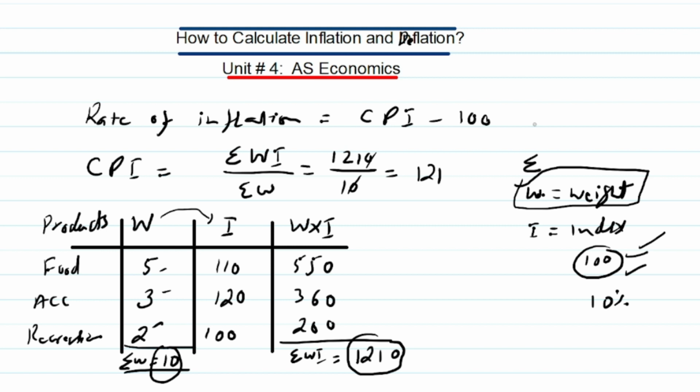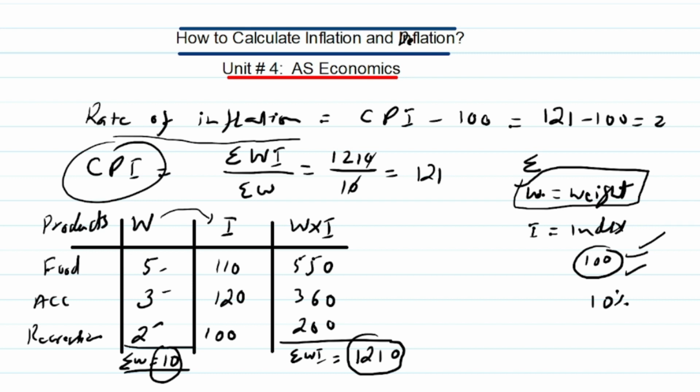Now if we put this 121, the value of CPI, into the main formula of inflation rate, then it will be 121 minus 100, so it will give us 21%. So collectively the general price level increased by 21%. If the answer is negative, like minus 21%, then it means a decrease in price.